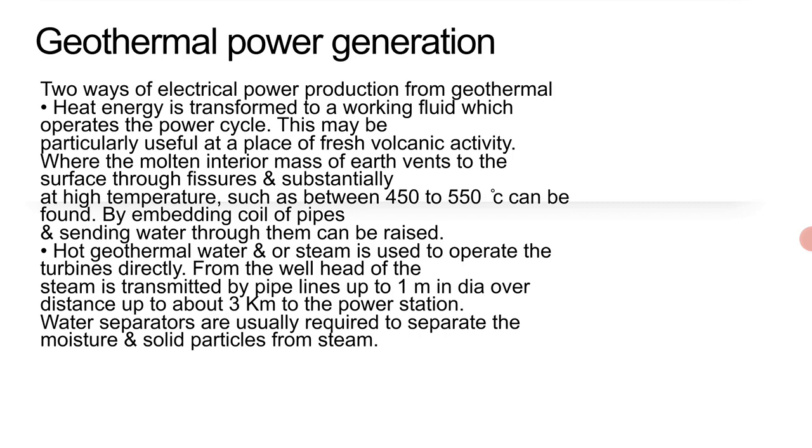The other way is that hot geothermal water or steam is used to operate the turbines directly from the wellhead. The steam is transmitted by pipelines up to 1 meter in diameter over distances up to about 3 kilometers to the power station. Water separators are usually required to separate the moisture and solid particles from the steam.